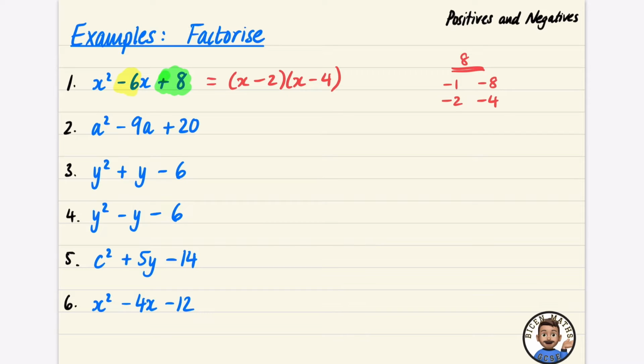Okay, so the next one, we want them to multiply to 20, but add to minus 9. If they're going to multiply to a positive, but they're going to add to a negative, they both need to be negative. So it could be minus 1 and minus 20, it could be minus 2 and minus 10, or it could be minus 4 and minus 5. Now the one that is going to add to minus 9 is the bottom one. The top one adds to minus 21, and this adds to minus 12. So minus 4 minus 5 is minus 9.